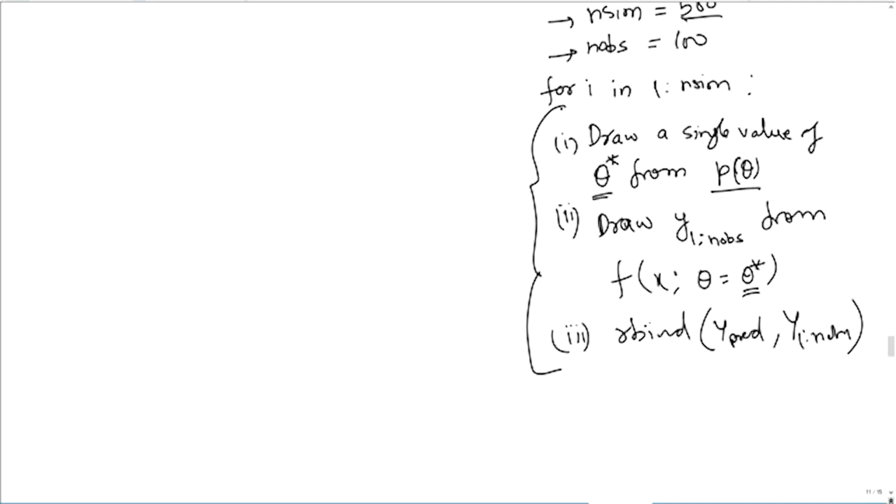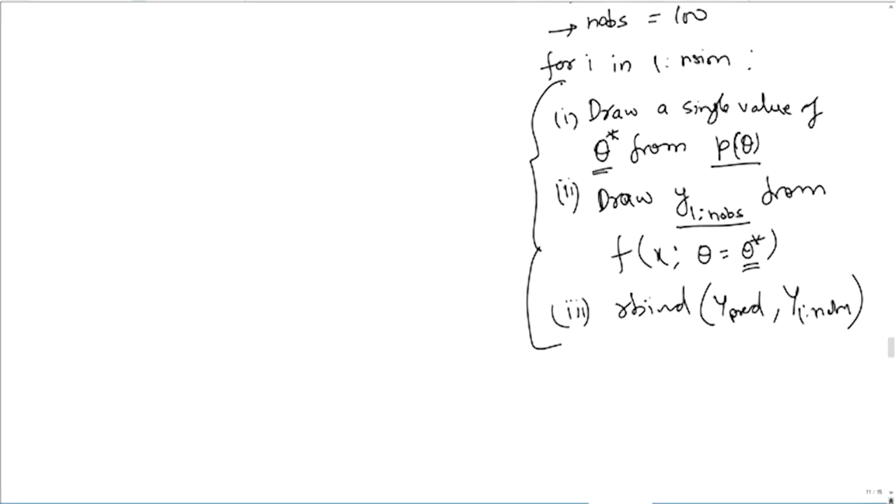And how are you generating new data? You are generating n obs, so let's say in this case 100 observations from this function. You generate as many observations as you want, depending on your experiment. And then you are storing them together so that you have all prior predictive data in a single data object. This is the process of generating prior predictions.